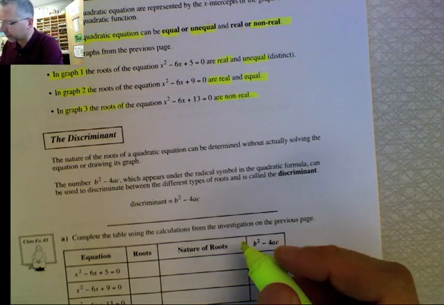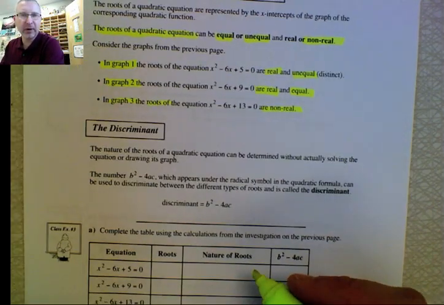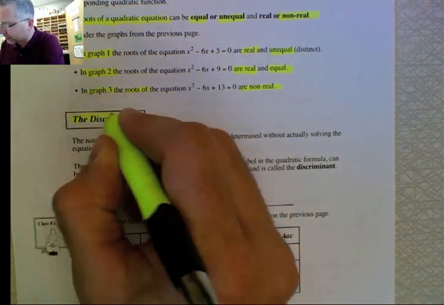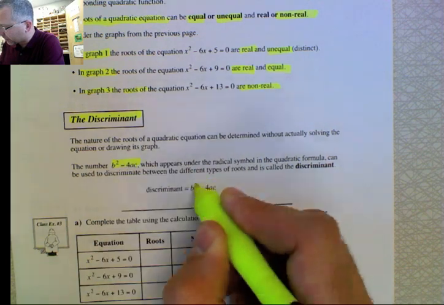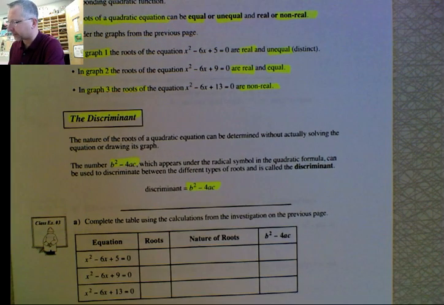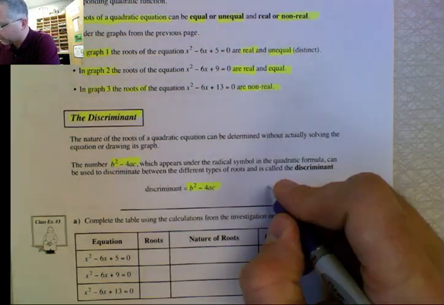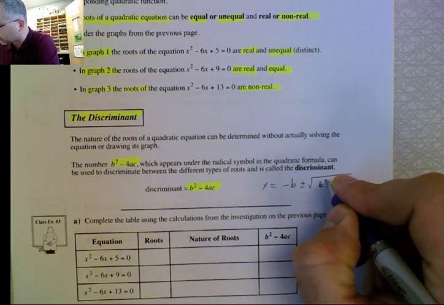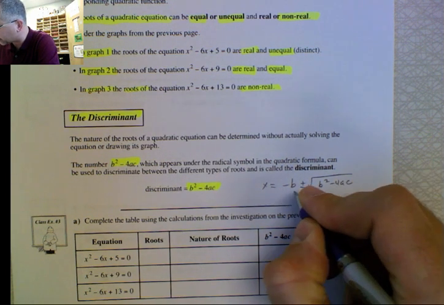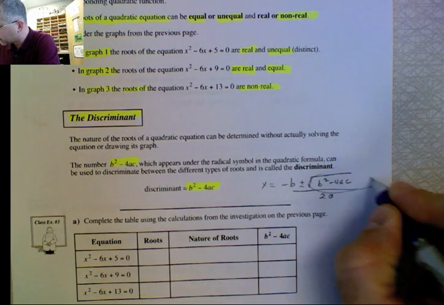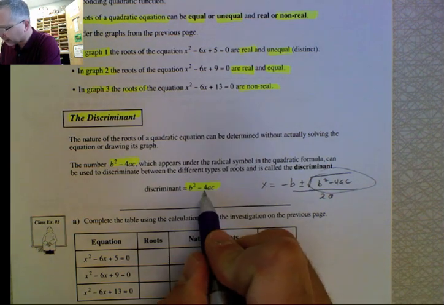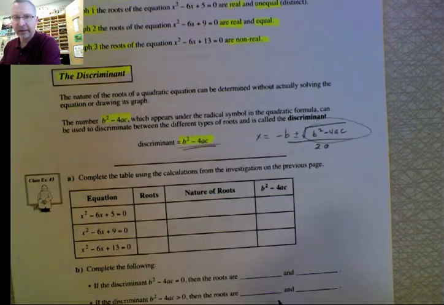So basically what we need to know is what part of the quadratic formula helps us determine this. Well, the discriminant is the part of the quadratic formula that's underneath the radical sign. If we look at the quadratic formula, negative b plus or minus the square root of b squared minus 4ac all over 2a, this part underneath the radical sign is our discriminant.